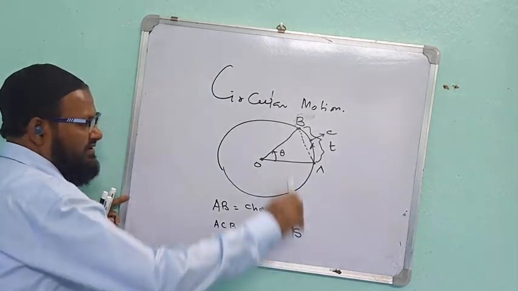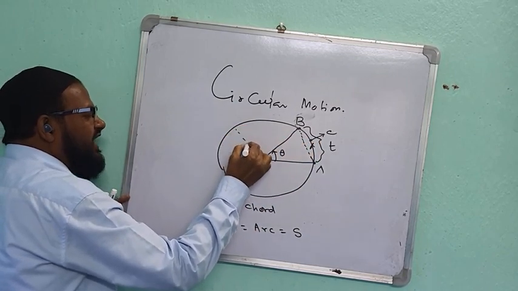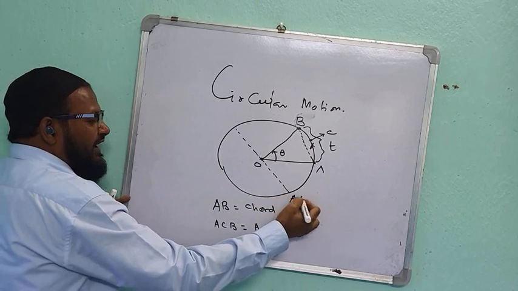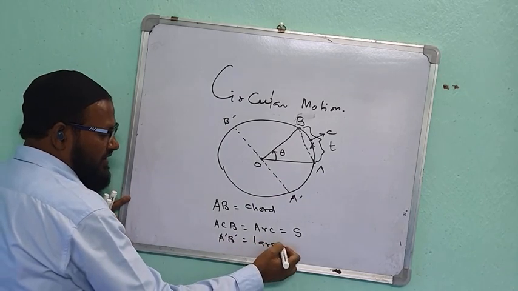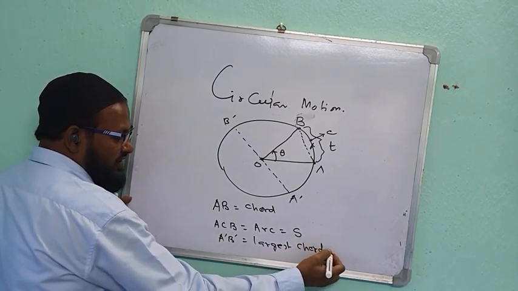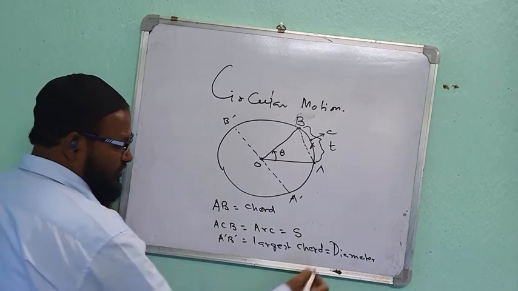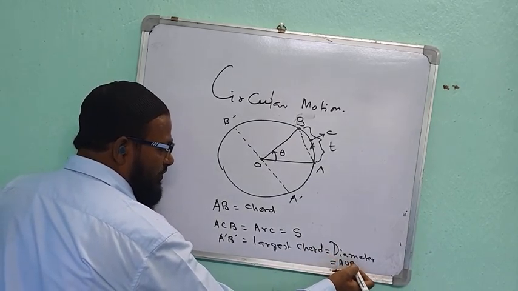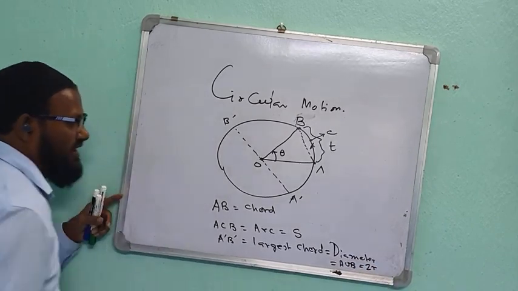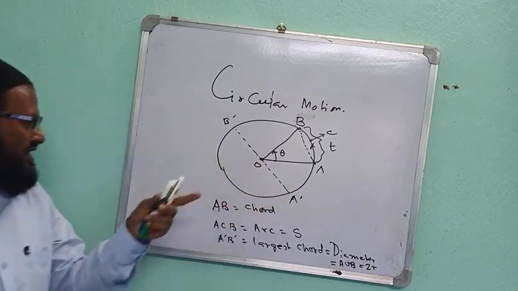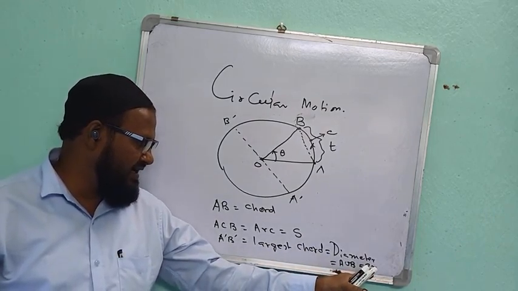Here, one thing is important. If you move in this direction, suppose this is A dash B dash. What is A dash B dash? A dash B dash is equal to the largest chord. The largest chord is known as the diameter. What is the diameter here? AOB, and that is equal to 2 into R. If the question is what is the largest chord of a circle, the answer is the diameter, and if the radius is R, it is 2R. Okay?